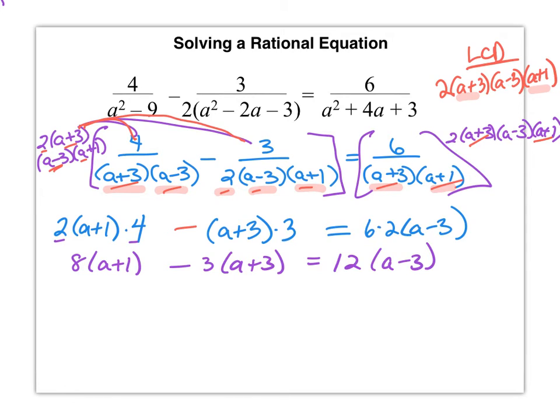Now we can distribute 8 to get 8a plus 8. Distribute the minus 3, careful with the signs here, minus 3a minus 9. Distribute the 12 on the right to get 12a minus 36.